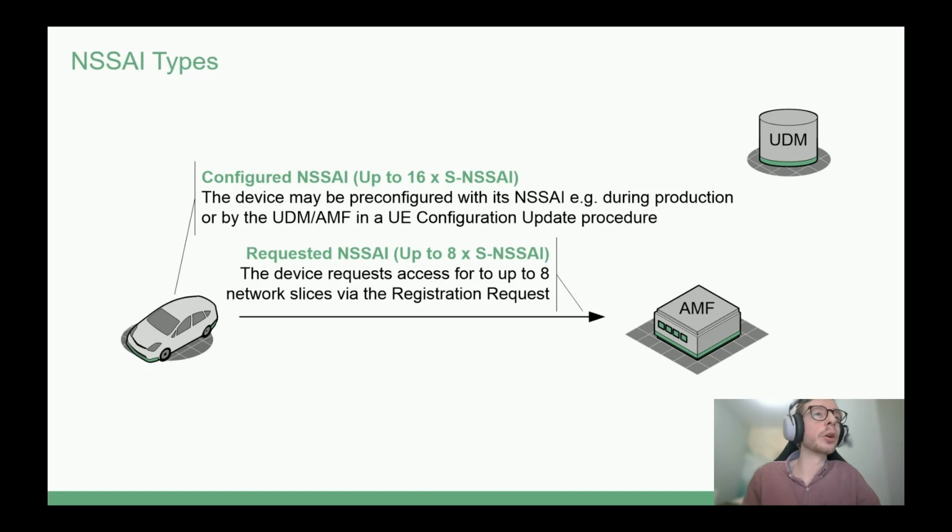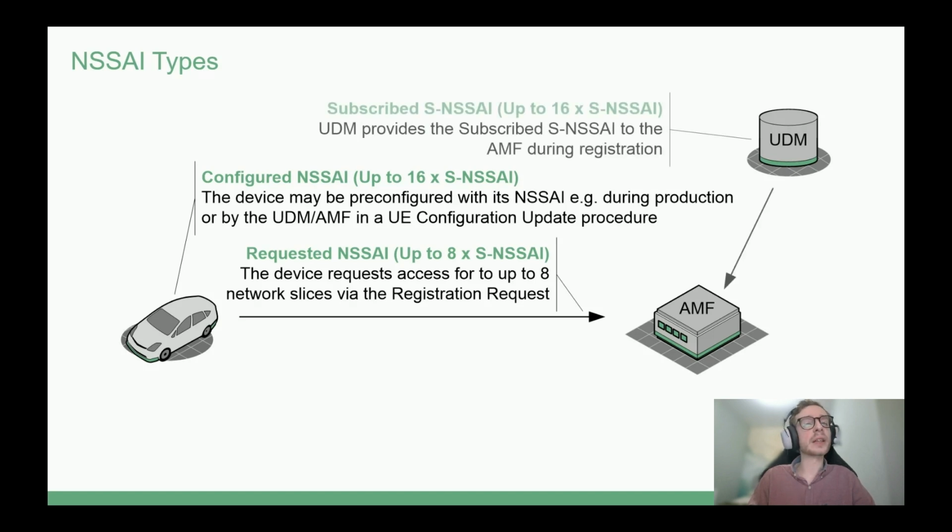So this is going to be sent up through the registration request, and that is going to be sent to the AMF. The AMF is then going to check the UDM to say, okay, the device has sent up a requested NSSAI list. Let's check what we've got stored to see if the device is actually allowed to access that. And that is the subscribed S-NSSAI stored within the UDM. And that is up to 16 S-NSSAIs. You can only have 16 S-NSSAIs per public land mobile network for each device.